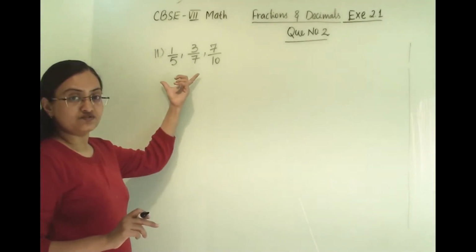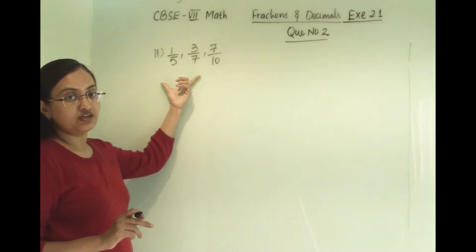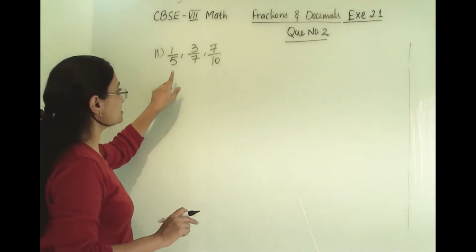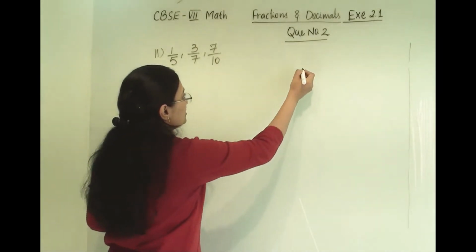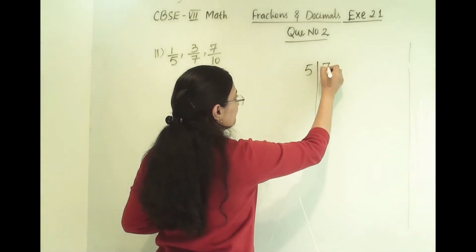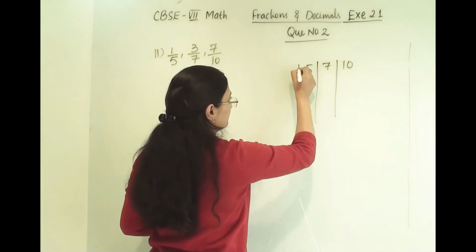Second numerical, these fractions also we have to arrange in descending order. So let us first find out the LCM. So here 5, 7 and 10.